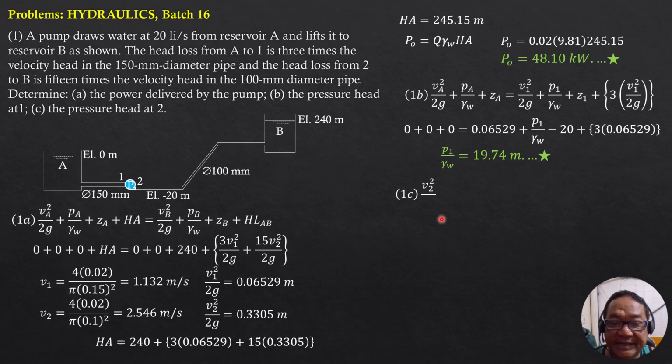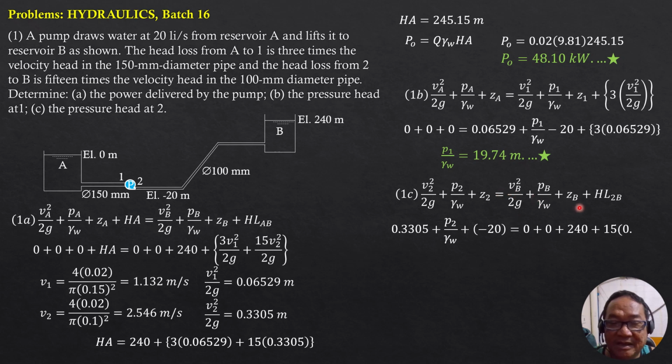So we have velocity head at 2 plus pressure head at 2 plus elevation head at point 2 equals velocity head at B, pressure head at B plus elevation head at B plus head loss from 2 to B, which is 15 times the velocity head in pipe 2. So datum at elevation 0 again. So this is 0.3305 plus pressure head plus elevation head negative 20 equals 0 plus 0 plus 240 plus 15 times 0.3305. Calculating for pressure head at 2, it is equal to 264.6 meters.